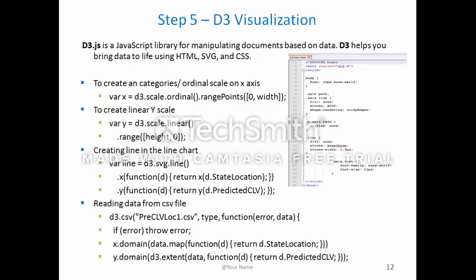Step 5 is to visualize data for interpreting output. D3 will read output file and create D3 visualization that can be rendered on any modern browsers. X-axis will use ordinal scale to create categories. Y-axis will read CLV and will have linear scale. A line chart is created based on X and Y values read from the CSV.